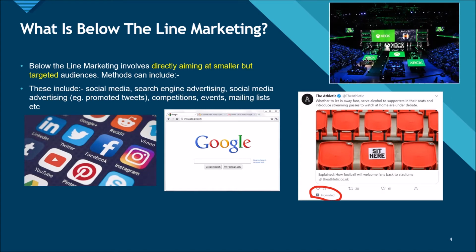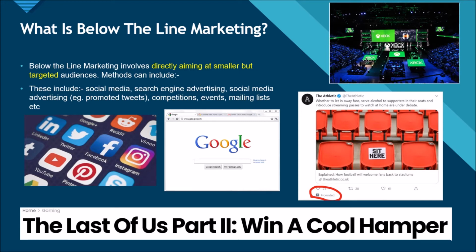It can also include events and shows, such as the Xbox event here at the E3 exhibition. And it also includes competitions such as this one for The Last of Us Part 2, which was found on a video games website. These are all events that target us as audiences directly. They try to attack us more individually than above the line marketing, which tries to get us as part of a whole mass audience. These below the line marketing techniques are trying to aim at us as individuals and trying to directly target exactly who they think is interested in their product.